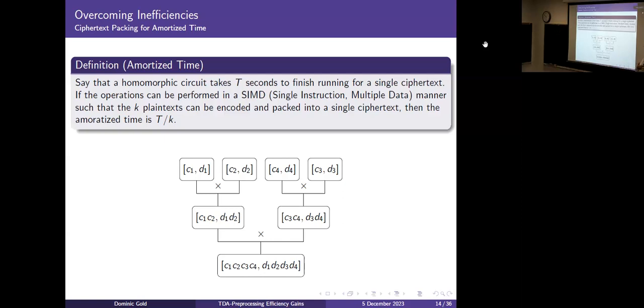So they are not interfering with each other at all. And such that the k plaintexts can be encoded and packed into a single ciphertext, then the amortized time is t over k. So I have that exact same multiplication circuit from the previous slide, but I'm thinking about it as, okay, there's actually ciphertext one, I want to get C1, C2, C3, C4, and also D1, D2, D3, D4. Well, if you just follow this circuit, I actually do get that, no problem. And it takes the exact same amount of time to do it, but I have effectively cut the effective time to do this in two, because I've done two ciphertexts for the same amount of time. So that is the last major hurdle we face.